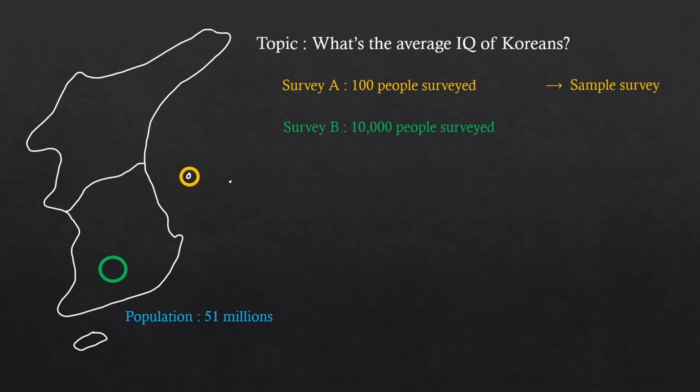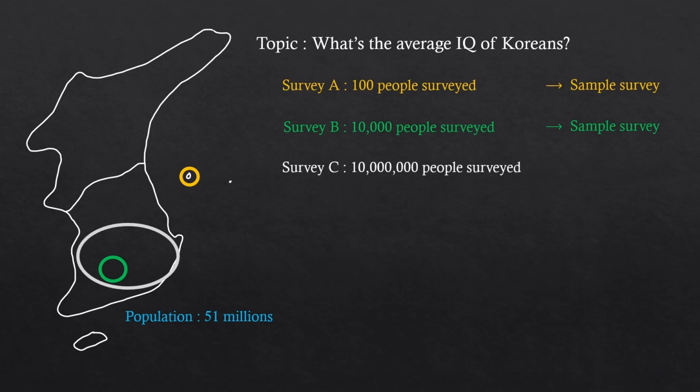Survey B was done with 10,000 people in that green region. So the scale went up. Is this a population survey or still a sample survey? Still a sample survey because it's still a small region.